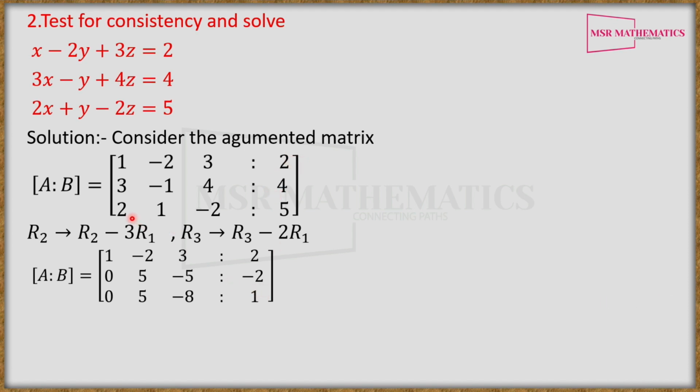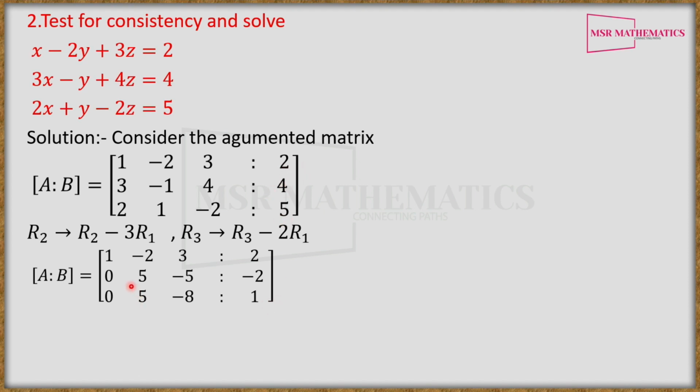Similarly, R3 is 2. Here 2 minus 2 into 1 is 2, so 2 minus 2 is 0. Here R2 is 1. 1 minus 2 into minus 2, that is plus 2 into 2 is 4. That is 1 plus 4 is 5. Similarly, here R3 is minus 2 minus 3 into 2, which is 6. Minus 2 minus 6 is minus 8. And 5 minus 2 into 2 is 4, so 5 minus 4 is 1.